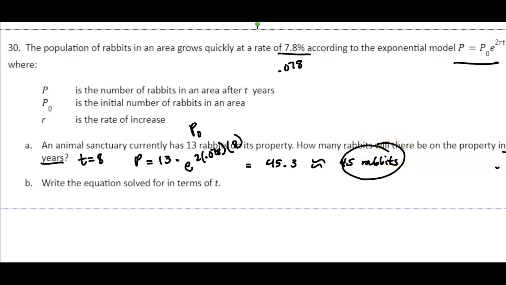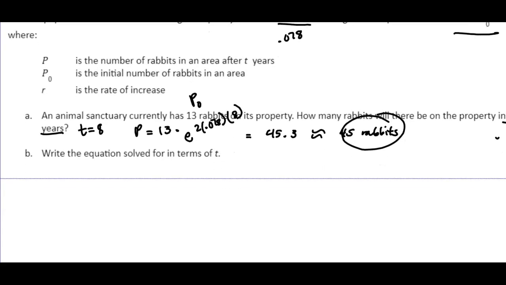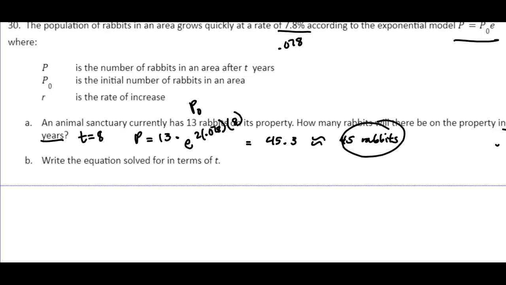Now on the second part, we want to just take that equation that we're given and rewrite it in terms of t. So basically we are solving for t. We're starting with our population equals our initial population times e to the 2rt. We're just solving for t. So again, everything needs to move except for t. We are going to have to convert to a natural log to drop that exponent down. First thing I'm going to do is divide both sides by our initial population.